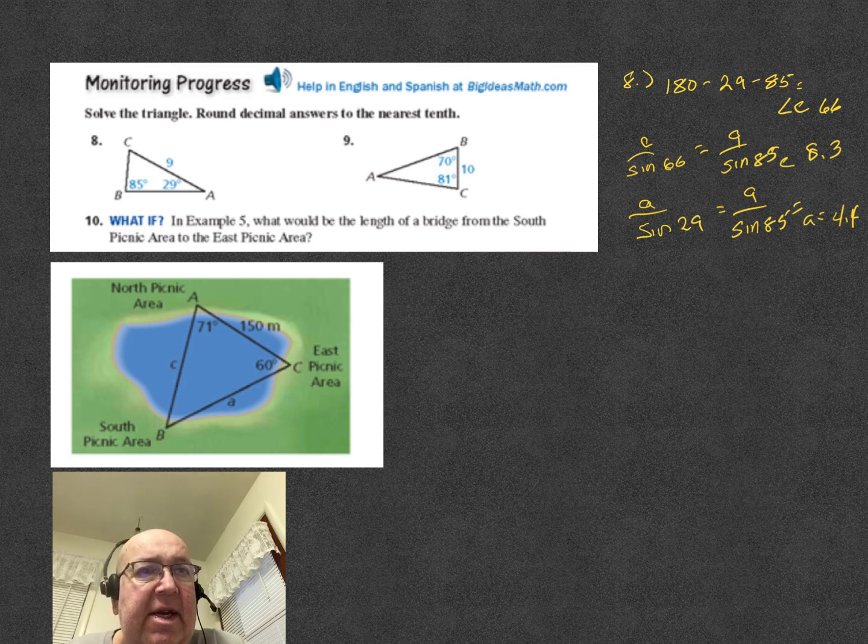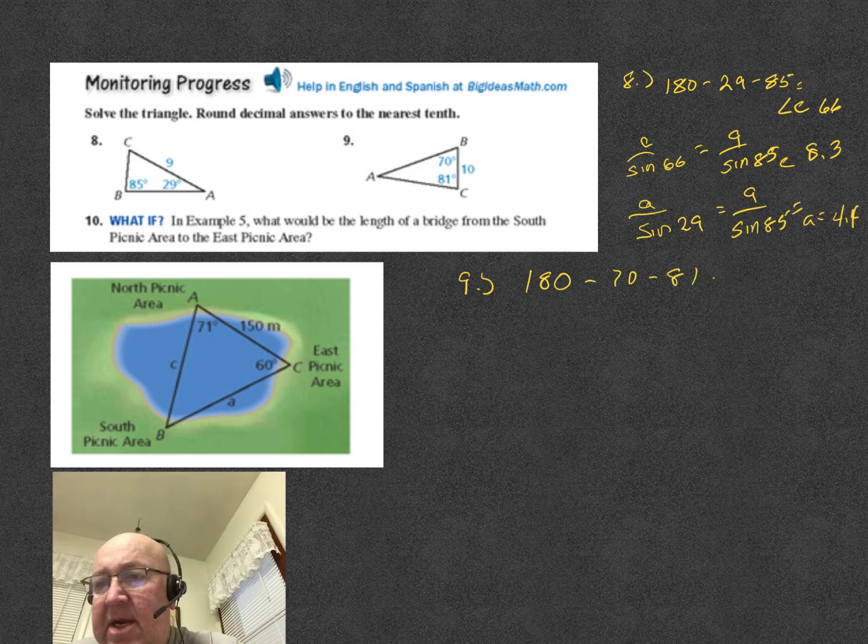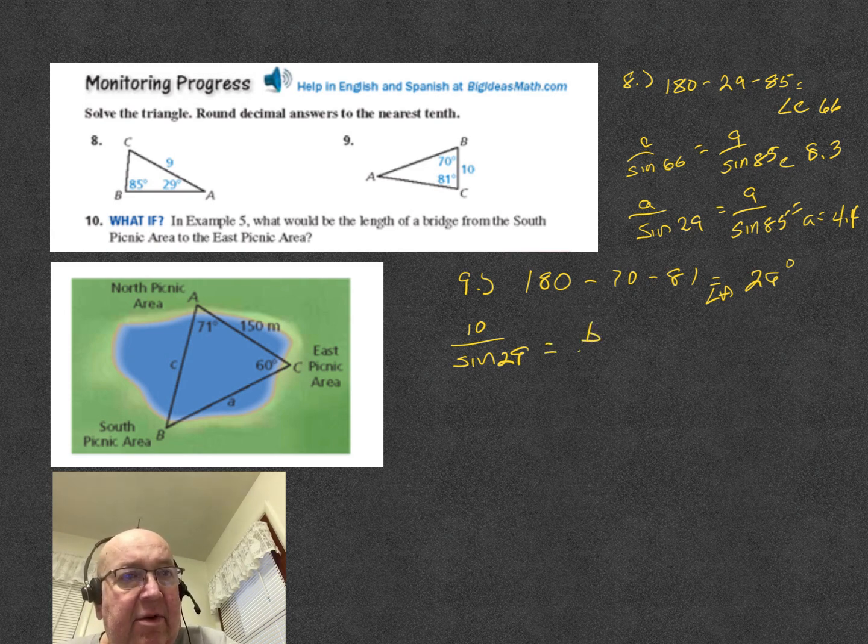Okay. Now looking at number 9, our problem is we're going to first find our angle A. So 180 minus 70 minus 81 is going to equal 29 degrees for angle A. Now we're going to go for A. Actually, we have A, so we're going to have 10 over sine 29 is equal to B over sine 70, and that's also equal to C over sine 81.